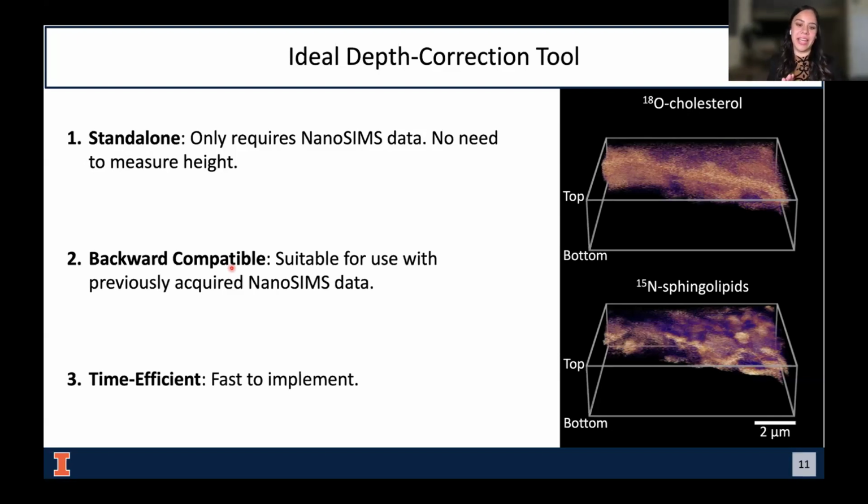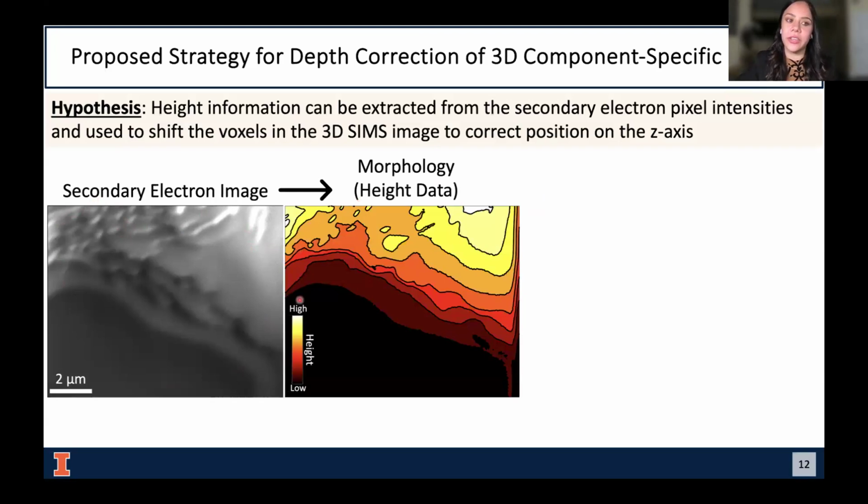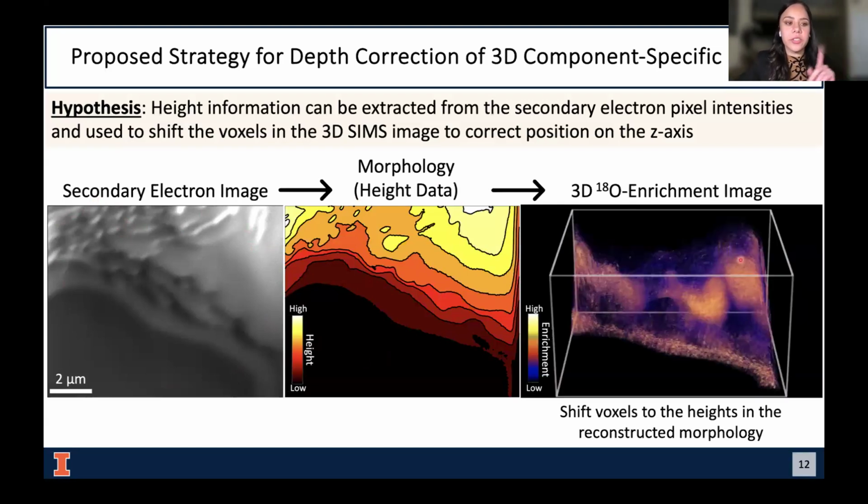So with this list in hand, the next question that we faced was, how do we even begin to develop such a depth correction tool? So as we proceeded to answer this question, the first obstacle that we faced was acquiring sample height. But then came the question, how do we acquire sample height without relying on correlated height measurements such as atomic force microscopy? Well, to answer this question, we hypothesized that we could extract height information directly from the secondary electron pixel intensities to create the cell morphology. And then we would use the cell morphology to shift the voxels in the uncorrected 3D image according to the heights encoded in this morphology.